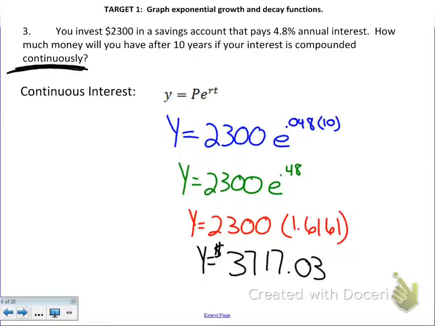Okay, for this equation, you should get approximately somewhere around $3,717.03. I'm a little off from where I was on the answer key, but that's again because I rounded differently somewhere along the way, or rounded at a different decimal point.